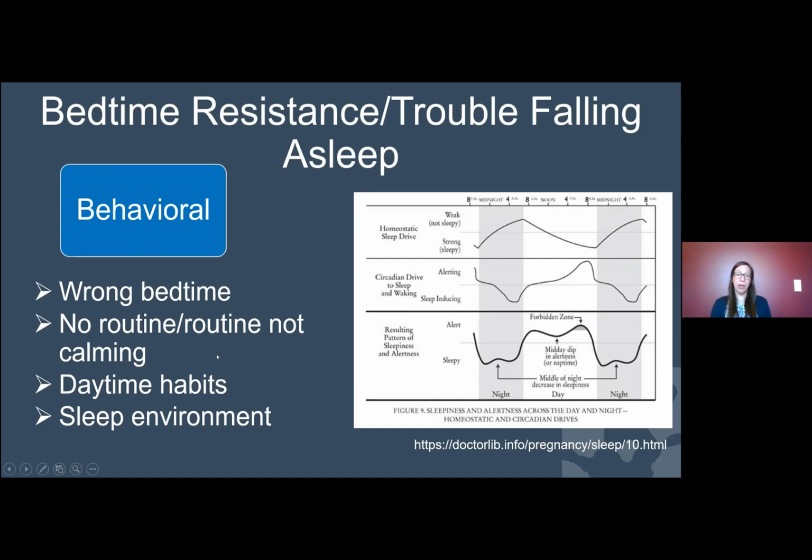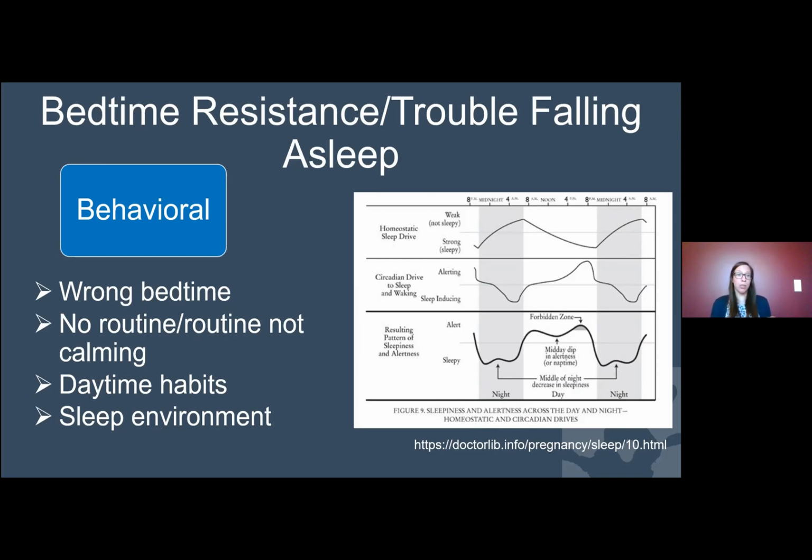Other behavioral things that are culprits for bedtime resistance and trouble falling asleep. One I hear a lot is there's no bedtime routine in place, or the routine we're doing isn't very calming and has some elements in it that are very stimulating for the child.